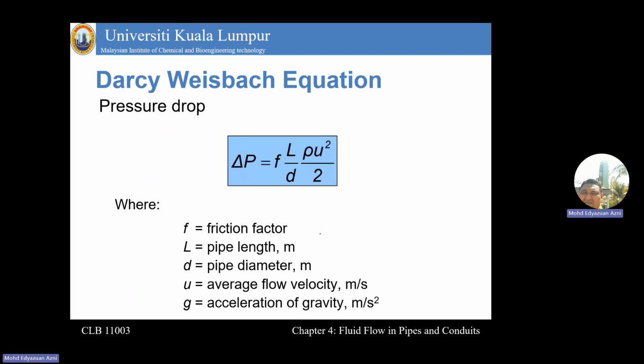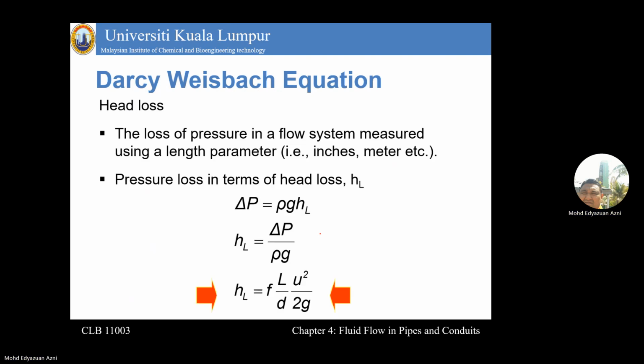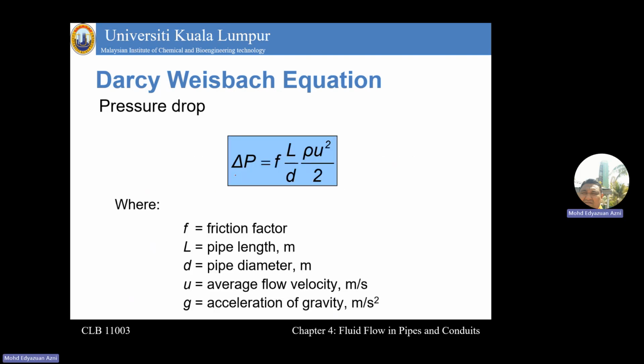So this is the first formula for pressure drop: ΔP equals f L ρ U² over 2D. So we already know everything in this formula. We know the pressure, L is the length of the pipe, density, velocity, and diameter. But what is f? This is the first time we saw f. So f is the friction factor. We will look into the friction factor after this.